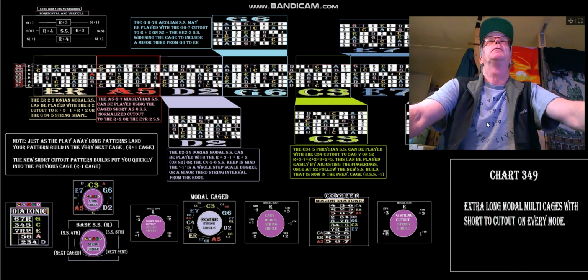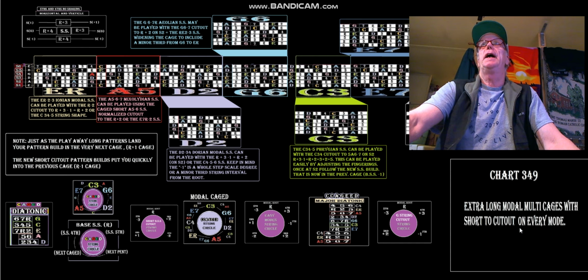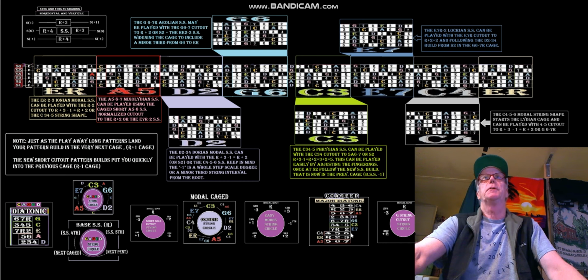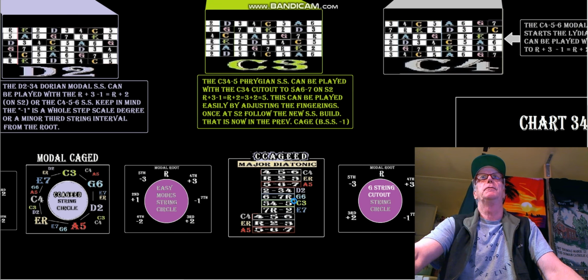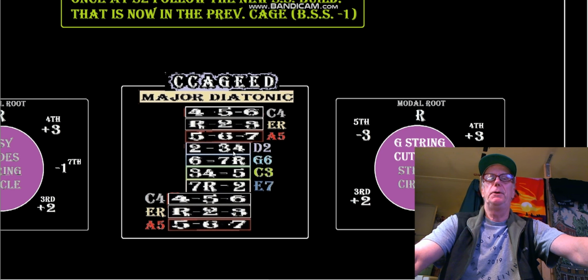And that's our usual pattern build. So we're at 349 here, extra long modal multi-cages with short cutouts on every mode. That's the new subject, the advanced subject, but we're still talking review here, where we have this pattern build here.